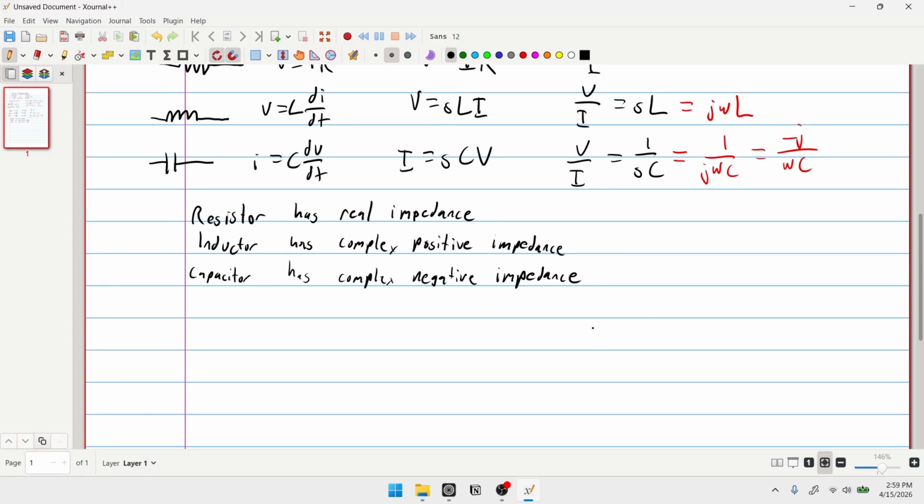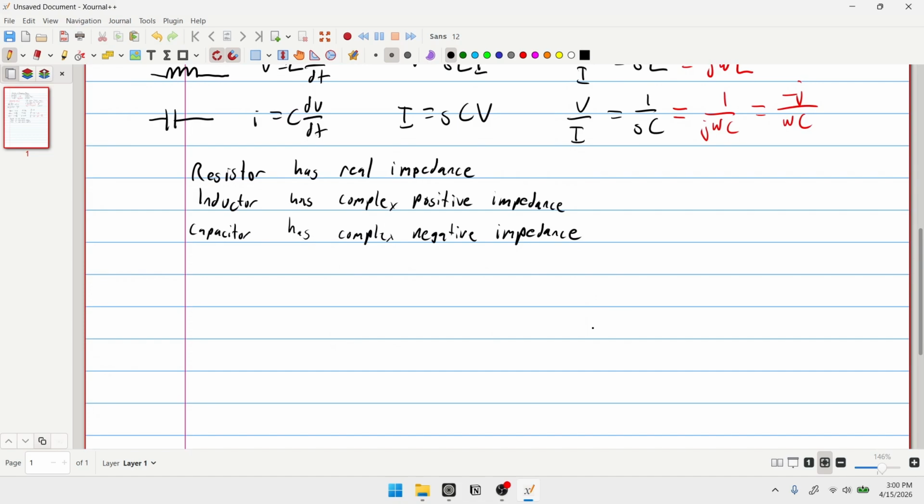Okay? And so knowing this, we can replace inductors and capacitors with resistors with complex impedance.